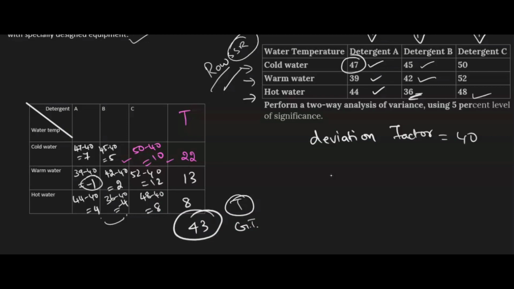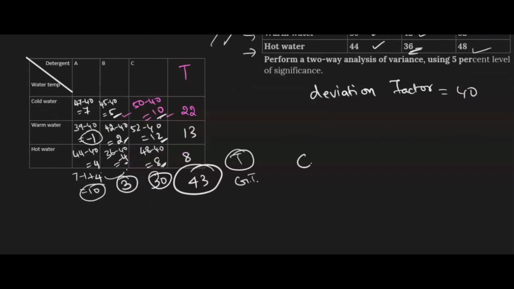So now 7 minus 1 plus 4, which is nothing but 7 plus 3, 10. We are going to add column wise also. So we are going to add 5, 2 and then minus 4. If you add all the 3, we will get 3. And then again you are adding 10 plus 12 plus 8, which is nothing but 30. So you just add all the 3, 10 plus 3 plus 30, you will get 43. So now we are going to find the correction factor. If you add row wise and column wise also, this value is going to be the same.